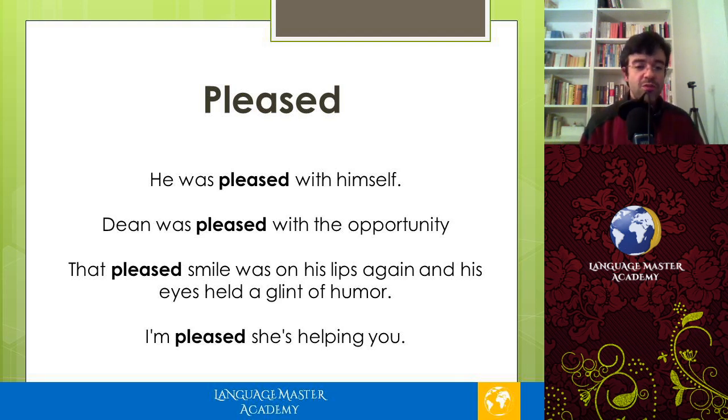Then third example, it's very similar. That, whatever that means. Okay, we're referring to something, that pleased smile. That refers to the smile, okay, so that pleased smile was on his lips again, and his eyes held a glint of humor. A glint is just a glimpse of something which is beeping on and off, just a glint, like a sparkle of something, like a light sparkle. They're sparkling, they're glinting with humor, like that's to be pleased, okay.